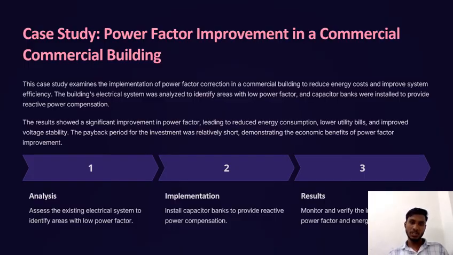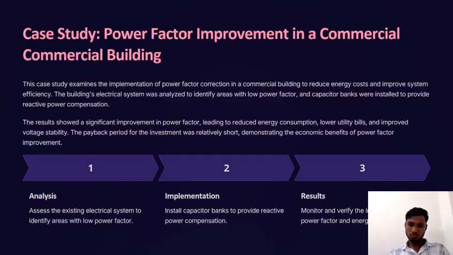So they noticed the areas with low power factor, and they installed capacitor banks to provide the reactive power. The results showed a significant improvement in power factor, leading to reduced energy consumption, lower utility bills, and improved voltage stability. The payback period for the investment was relatively short, demonstrating the economic benefit of power factor improvement. So, by doing this, the result is that the energy consumption is reduced and the utility bills are also reduced.